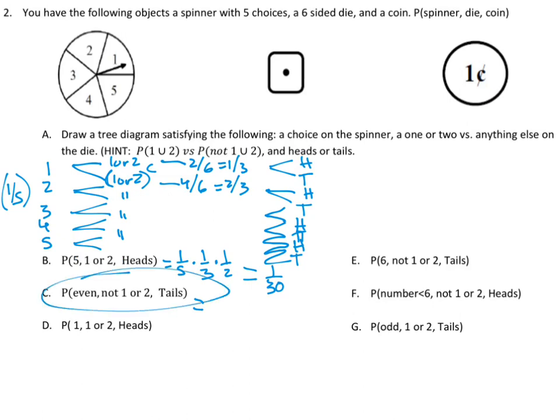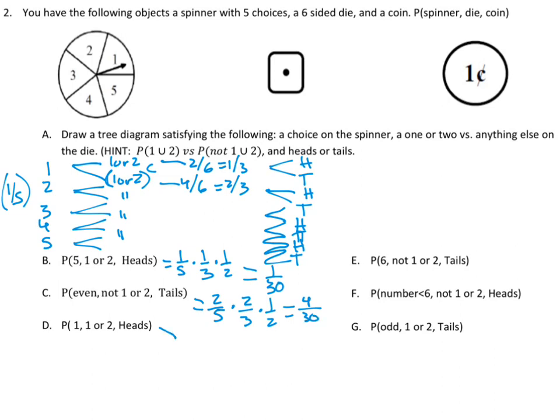Next one, probability that it's even, not 1 or 2, and then tails. Well, probability of getting even, there's 2 of them that are even there. So you got 2 of the 5 options, and then not 1 or 2, that's 2/3. We already looked at that earlier. And then probability of tails is 1/2. And so you're looking at 2 times 2 times 1 on top, which is 4, and then 5 times 3 times 2, which is 30 on the bottom.